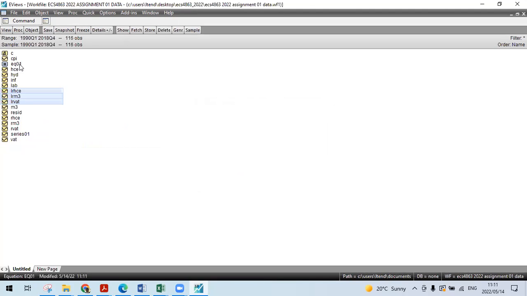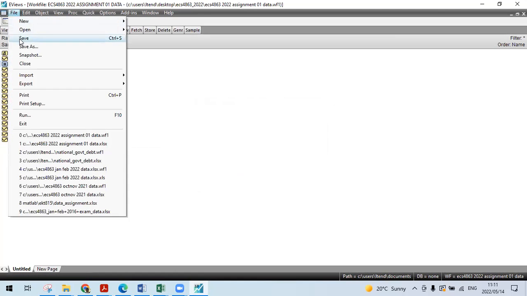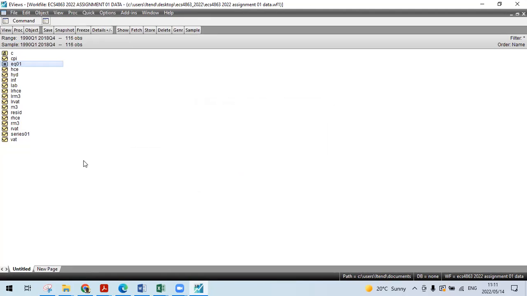Can you see that I have my equation there with the equal sign? Equations will be having that one. But don't forget to save your work. There is an equation there, equation 01. I want to use this equation. I will be using it, right? That's why I'm saving it.